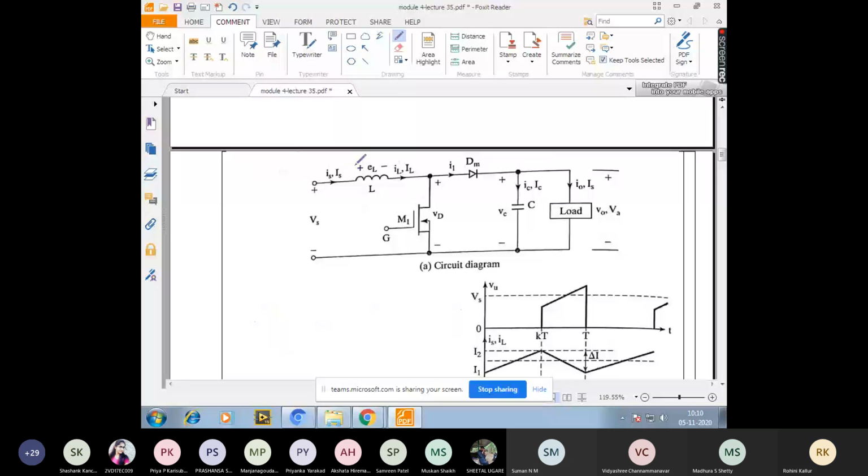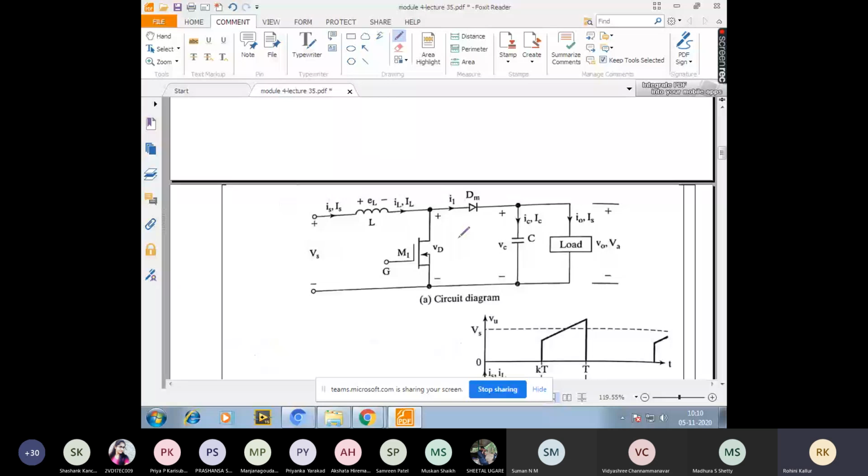Because of this, we will be operating the circuit in two modes: mode 1 and mode 2. Mode 1 indicates that the device is in the on condition, and mode 2 means the device is in the off condition. As usual, the same kind of assumptions that we made for the step down chopper and step up chopper apply here. In mode 1 the power device will be on, and in mode 2 the power device should be off. Is it okay till here?